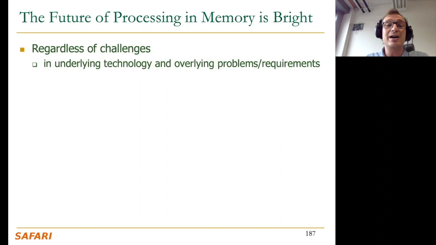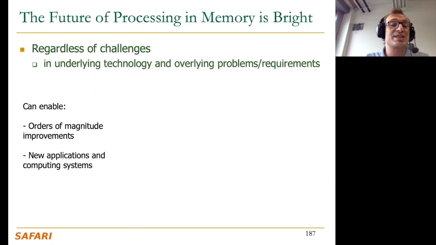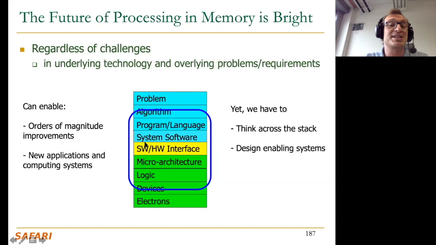So I think despite all the challenges, the future of processing in memory is very bright. Clearly there are challenges in technology, there are challenges all across the stack, adoption issues. It can enable orders of magnitude of improvements and new application computing systems. Yet, I believe we have to think across the stack and design enabling systems. We cannot say, oh, I'm going to work on logic and devices, and that's going to enable processing in memory. Good luck with that. Because you need to really consider upper levels of the stack. If you don't, you may actually come up with a device that's great, but it's useless.